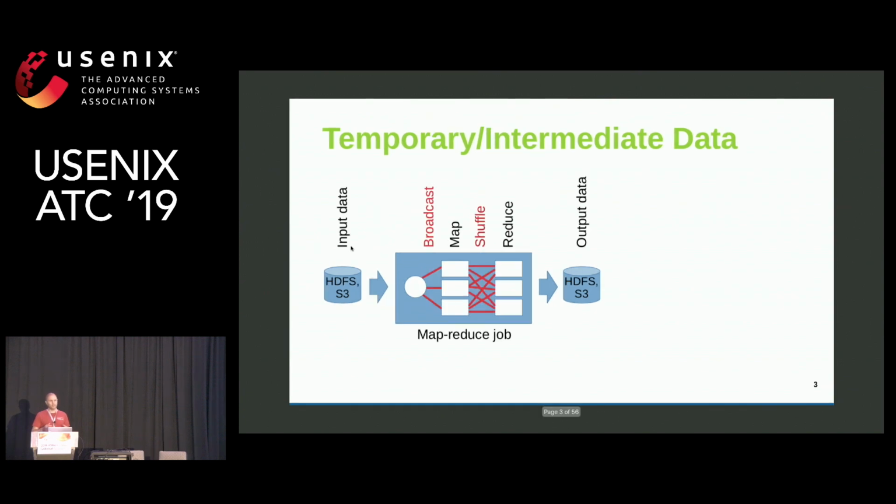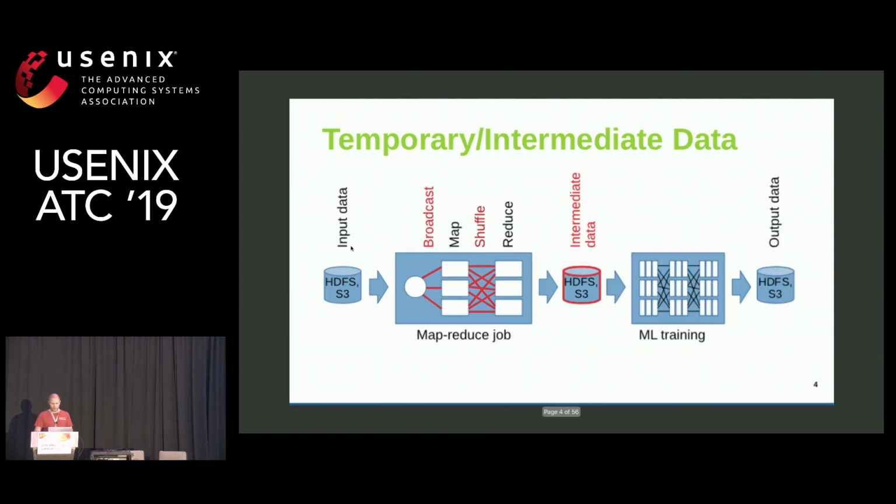Examples of such data are broadcast data in Spark, shuffle data in Spark, RDD caching, or any other similar data set in other frameworks. We say broadcast and shuffle are examples of intra-job temporary data because the lifetime of that data is bound to the lifetime of a job. There is also inter-job temporary data, like intermediate results shared between jobs in more complex workflows.